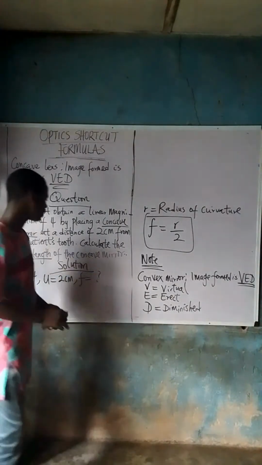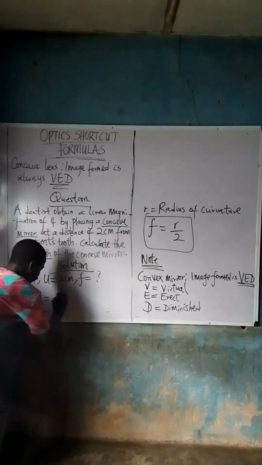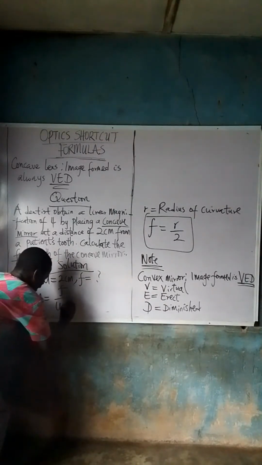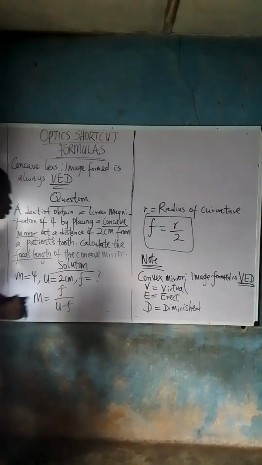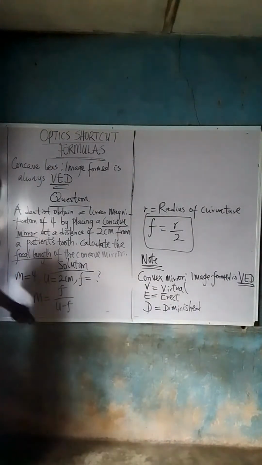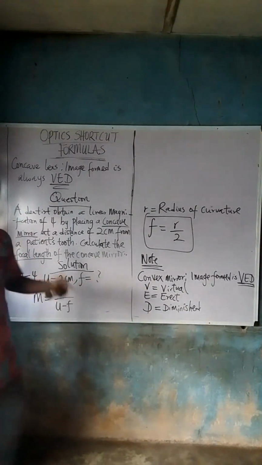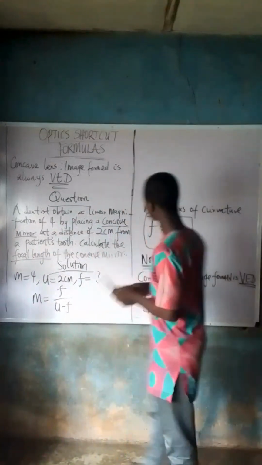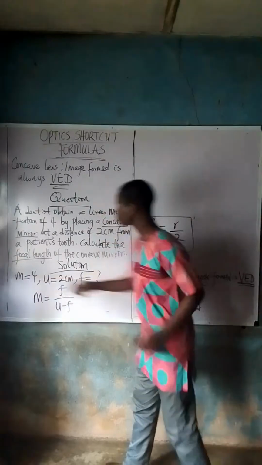So what was the formula I wrote there? I said magnification is equal to focal length over u minus f. True or true? True. So we are on point. We have n. We have u. We are looking for f. So let's see how the magic will work. Let's cook.